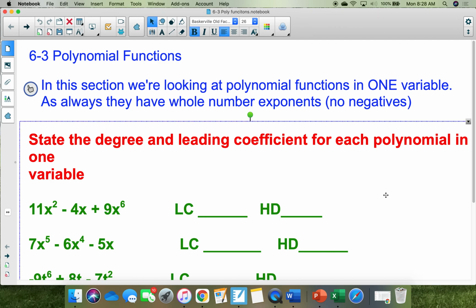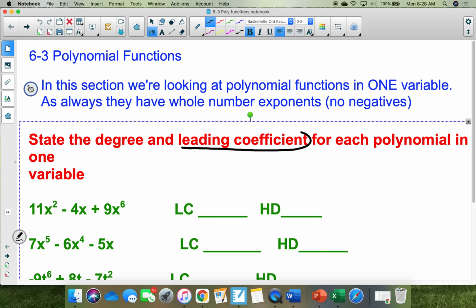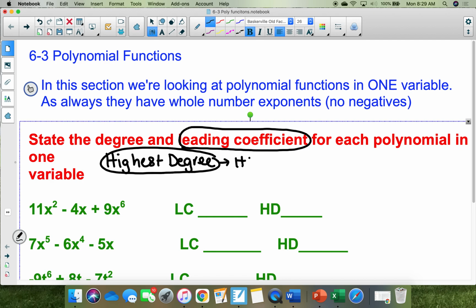Okay, just like it says up there in this section, we're looking at polynomial functions in one variable. And basically, you're going to learn what LC is. LC stands for leading coefficient. That's what LC stands for, not Lake City. And HD stands for highest degree. This stands for the HD, and this stands for the LC.